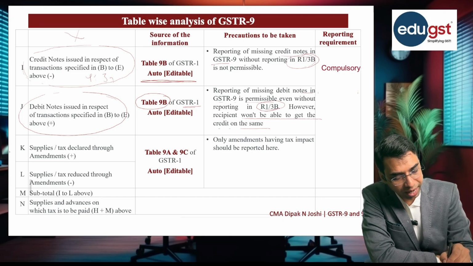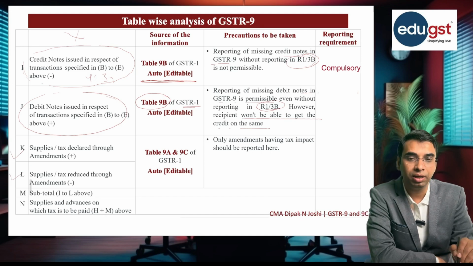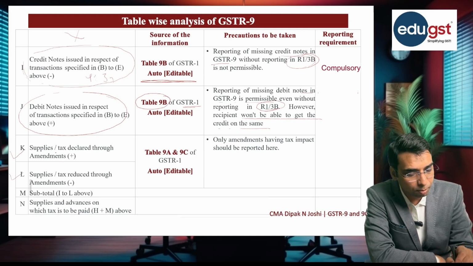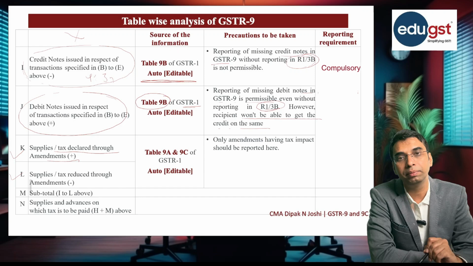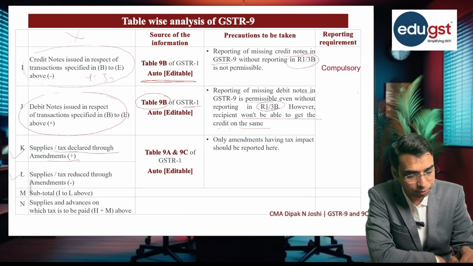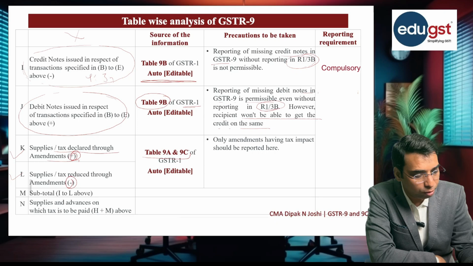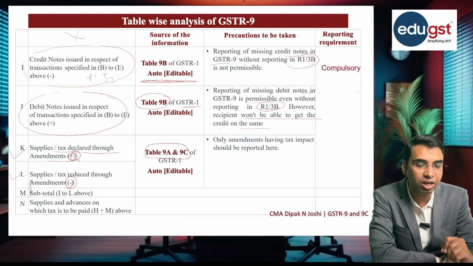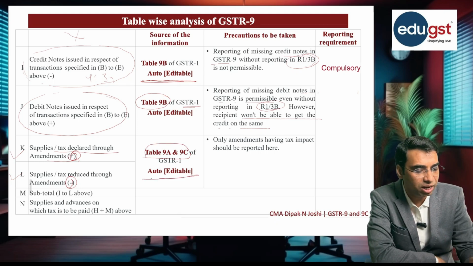Table number 4K and 4L is regarding supplies or tax declared through amendment. 4K is positive, and here in 4L it is negative. You can get this information from table 9A and 9C of GSTR-1. Again, it is editable.